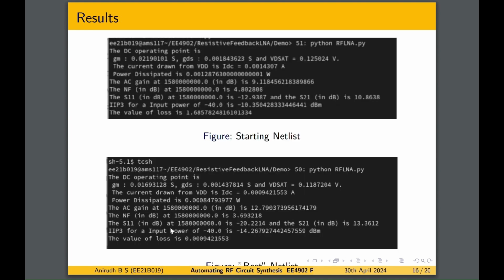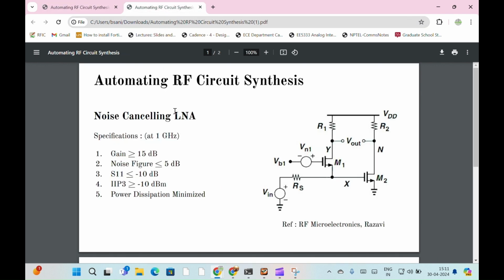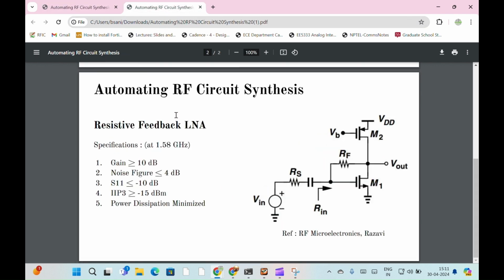And these are the results for the resistive feedback LNA. I won't be specifically showing this due to the time constraint on the video. So this is the starting netlist. The starting netlist has an AC gain of 9.11 dB. Just a minute, I'll briefly describe the specifications of the resistive feedback LNA. The resistive feedback LNA has the following specifications. They are defined at 1.58 GHz.